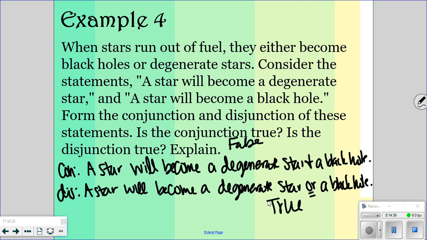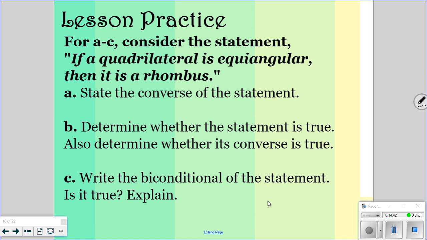So that's how you can use truth tables, conjunctions, and disjunctions. So let's see if y'all can do these practice problems by yourself and then unpause the video and I'll go over them.